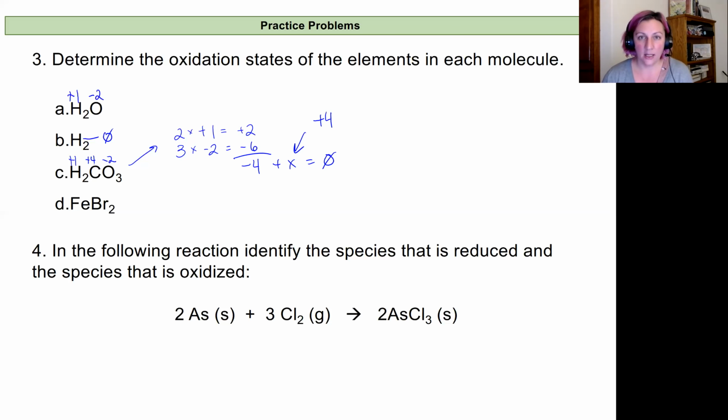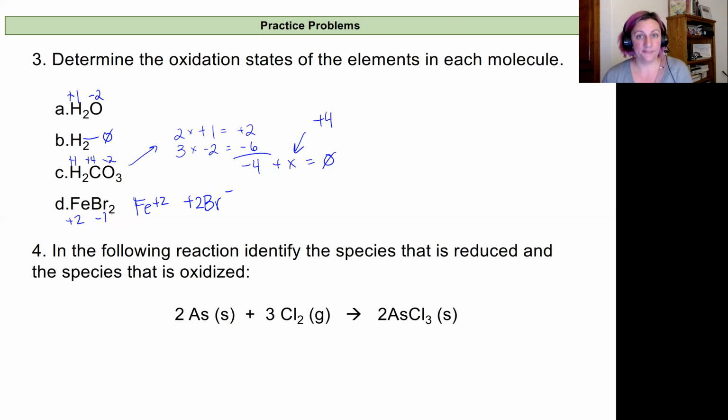But for these ionic compounds where we have 2 monoatomic ions, then we can just decide what the oxidation state is based on the charge. And so if this were to break up into a solution, we would have iron +2 and 2 bromines that were -1. And so these charges for these monoatomic ions are going to be the same as the oxidation state. So I'll say my oxidation state of iron is +2, and my oxidation state for my bromine atoms is -1.